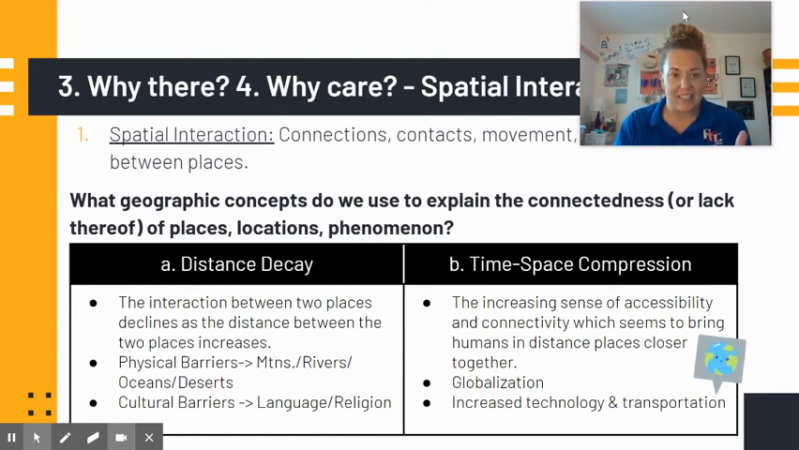And guys, this is basically saying the interaction between two places declines as you get further away. This can also come into play if there is a large physical barrier between two places.